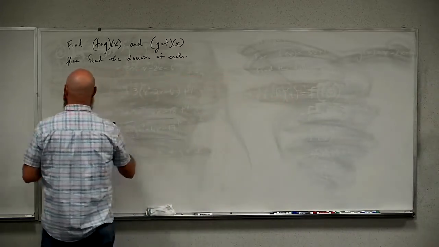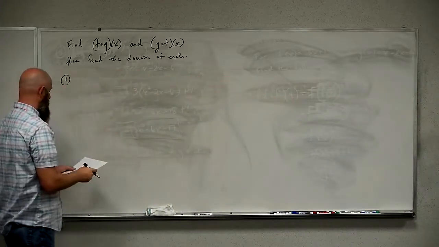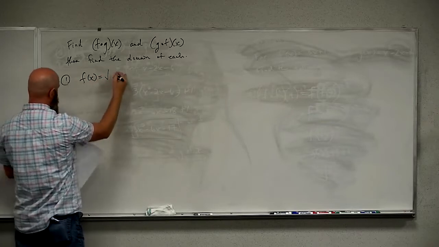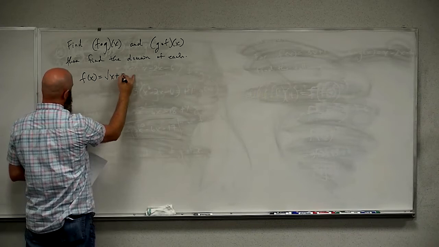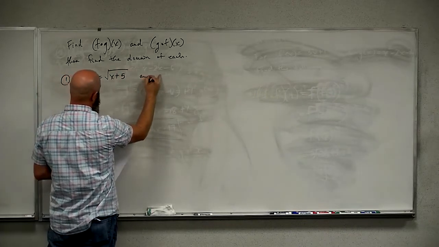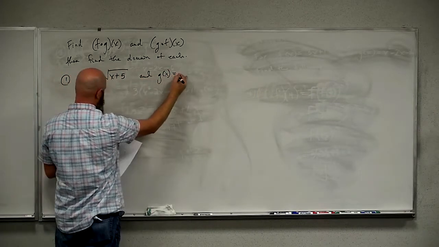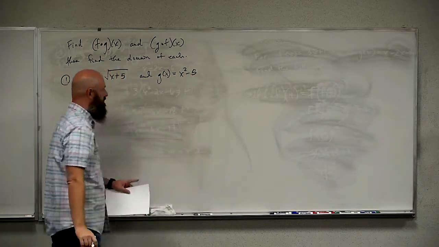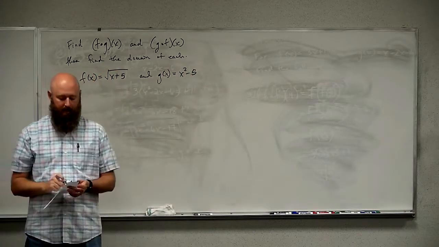All right, so let's look at our equations. So f of x equals the square root of x plus 5, and g of x equals x squared minus 5. Okay.